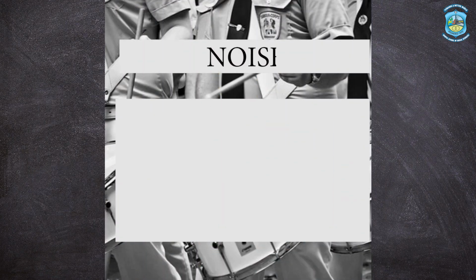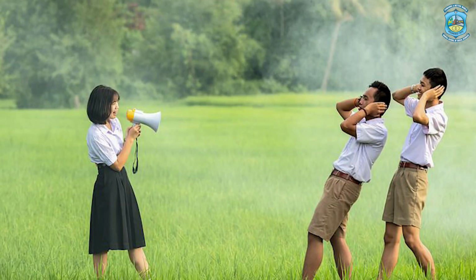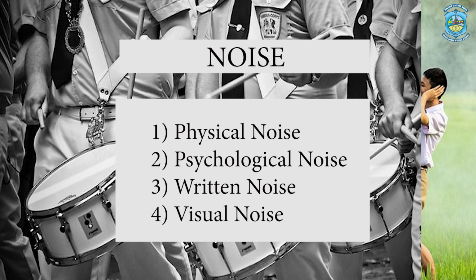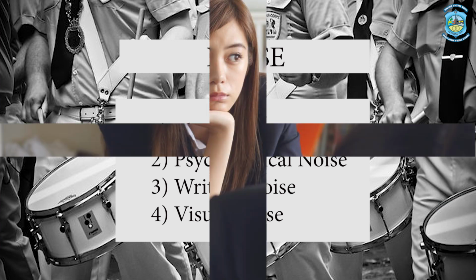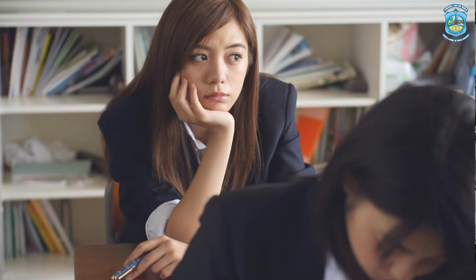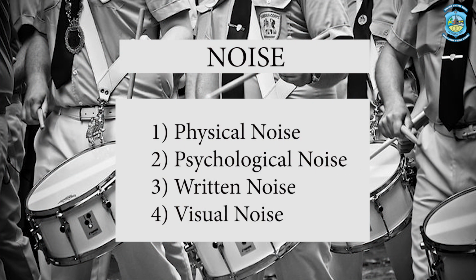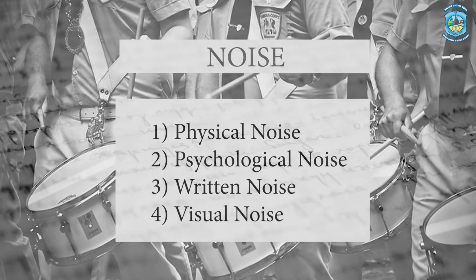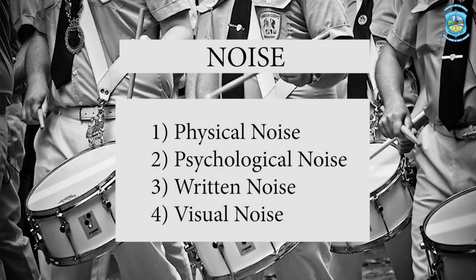So, the noise can be of four different types. It could be physical noise, some outside disturbance. Psychological noise is inattentiveness, you're not paying attention to what I'm saying. So, that is also one type of noise. The third is written noise. You've sent me something, I've got a communication from my top management, it's handwritten, and that writing is not at all legible. The fourth noise could be visual noise.